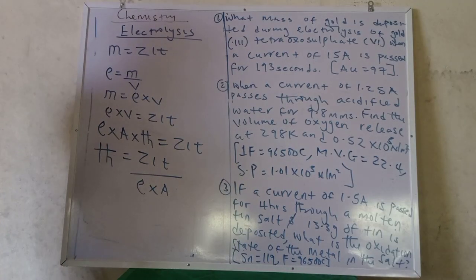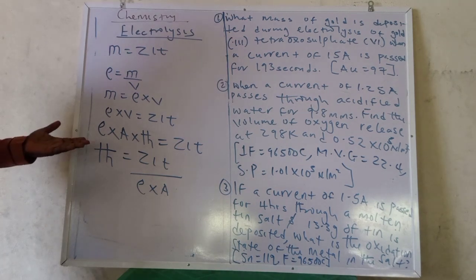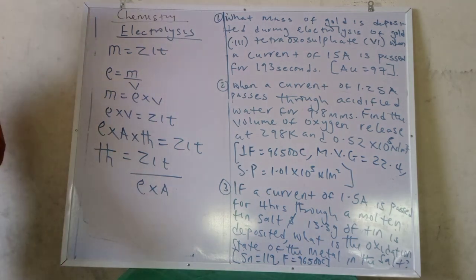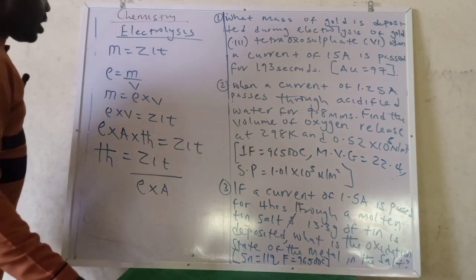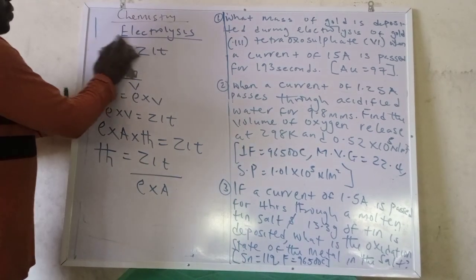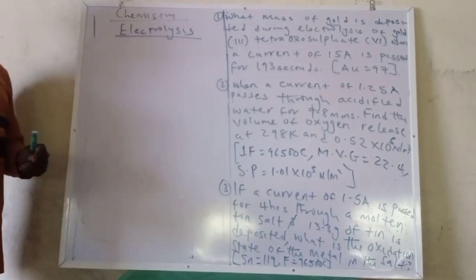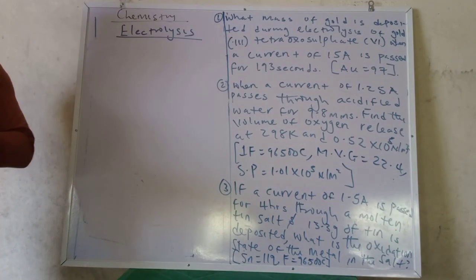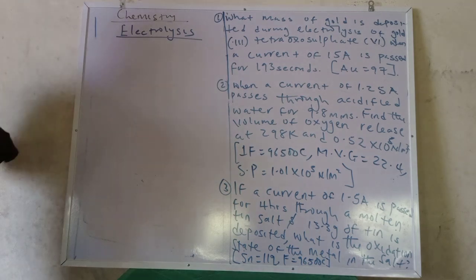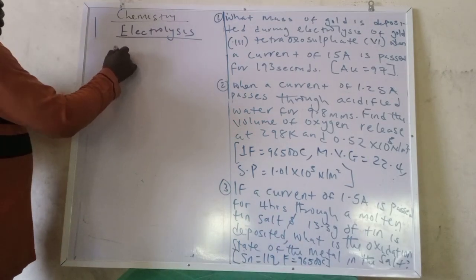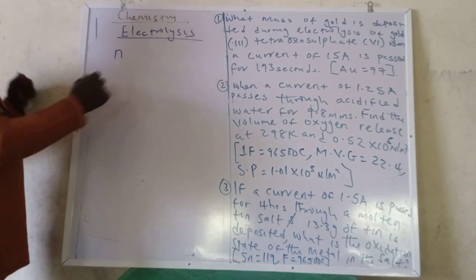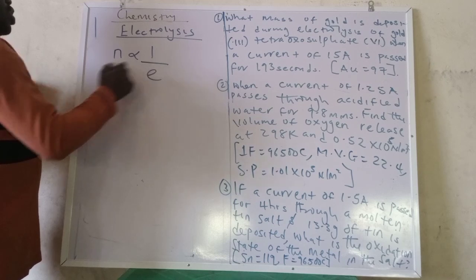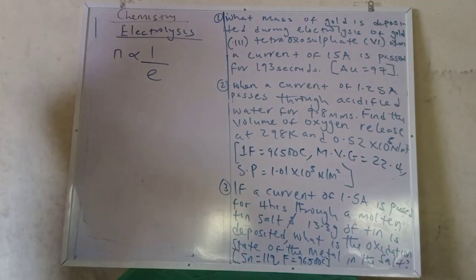So that takes us to Faraday's second law. I'm sure this is very clear, students. Yes, sir. Okay. Faraday's second law states that the quantity of electricity passing through solutions of different electrolytes, the relative number of moles, is inversely proportional to the charge on the ions or electrons.